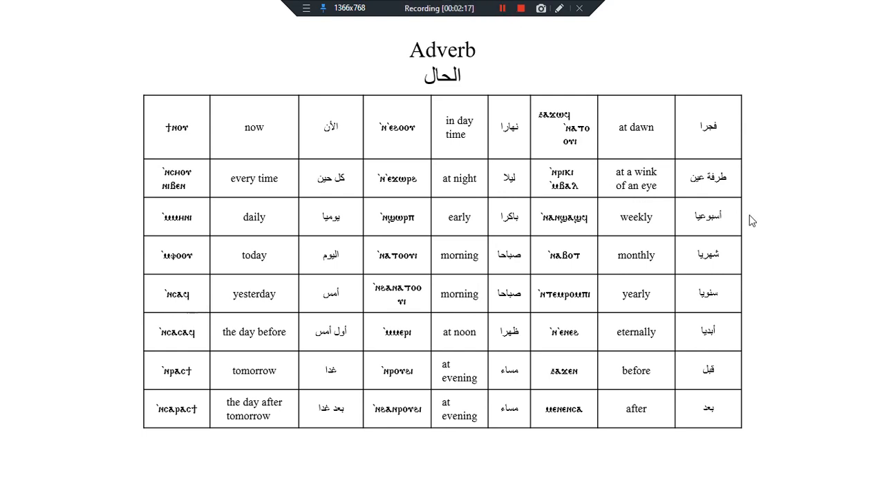in Anshashf weekly, in Avot monthly, in Timrombi yearly, in eternally, Hajin before, minutes after.